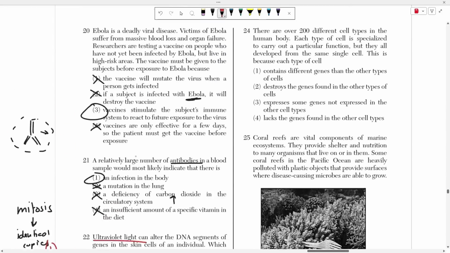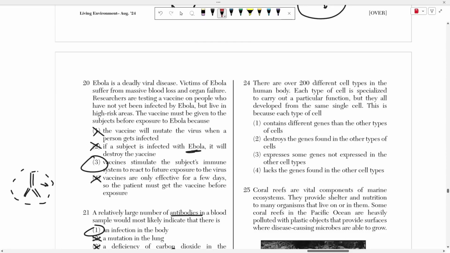Okay, so 24 says that there are over 200 different types of cells in the human body. Each cell type is specialized to carry out a particular function, but they all develop from the same single cell. This is because each type of cell is going to express some genes not expressed in the other types of cell. So all of your cells have the exact same DNA, right? They have the same blueprint, but they read different parts of the blueprint.